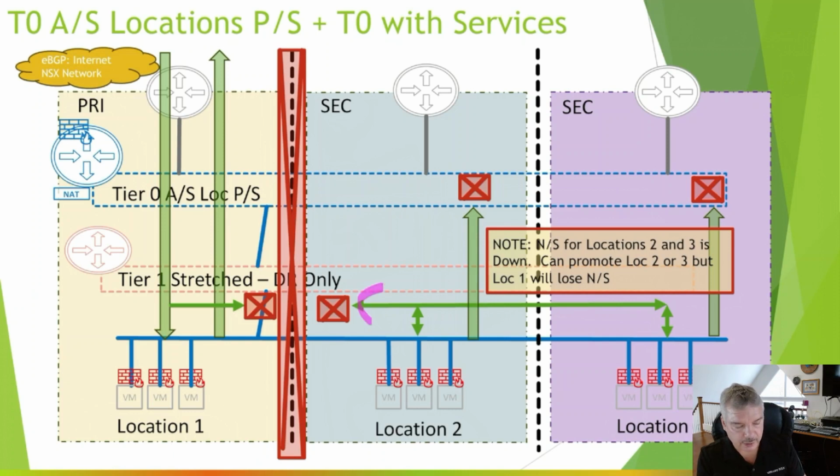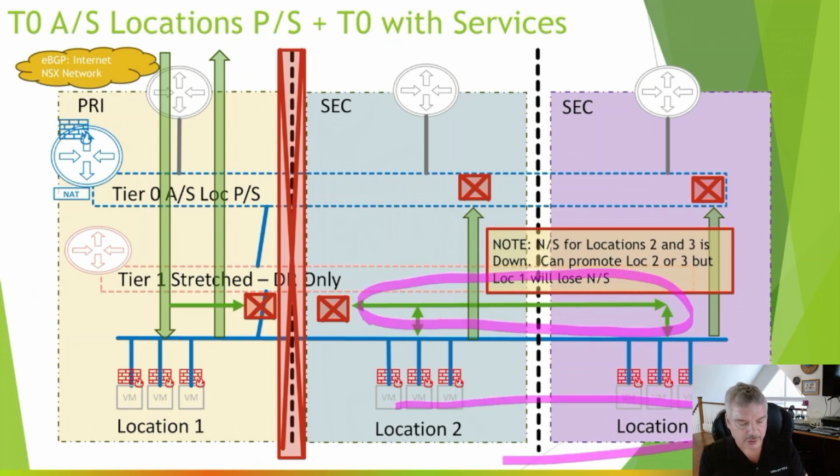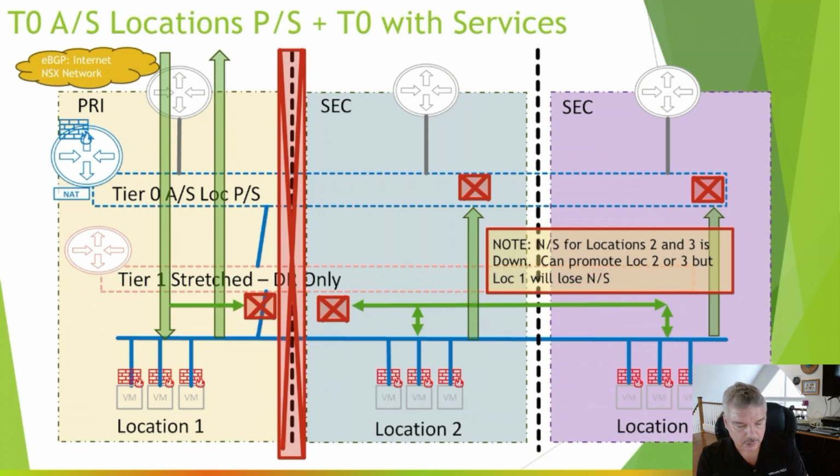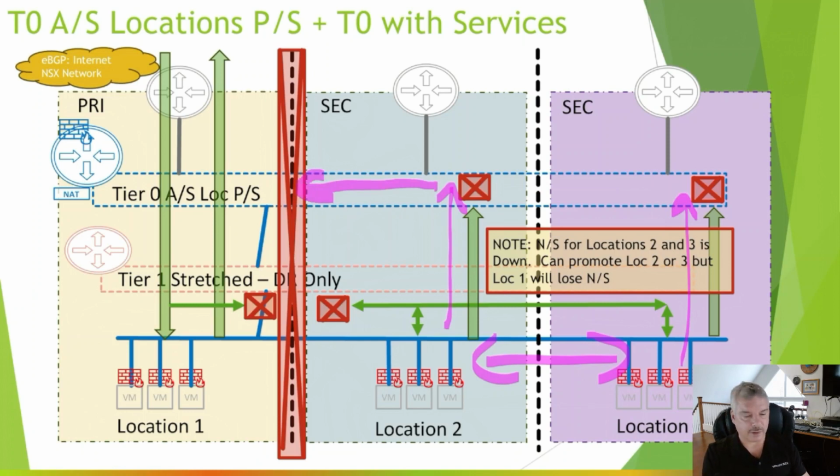We still have east-west working between locations 2 and 3, but east-west is not working from location 1 to 2 or location 1 to 3 or vice versa. So east-west within location 1 is fine. East-west between locations 1 and 2, or 1 and 3, won't work. But east-west between 2 and 3 in this example does work. Again, when we want to go north from location 1 or 2, we go up to our tier 0. We need to go across to this guy, which is the active, and obviously it's busted, so it won't work.